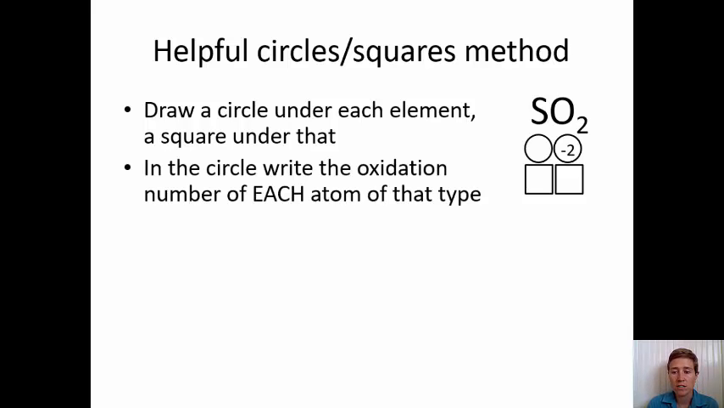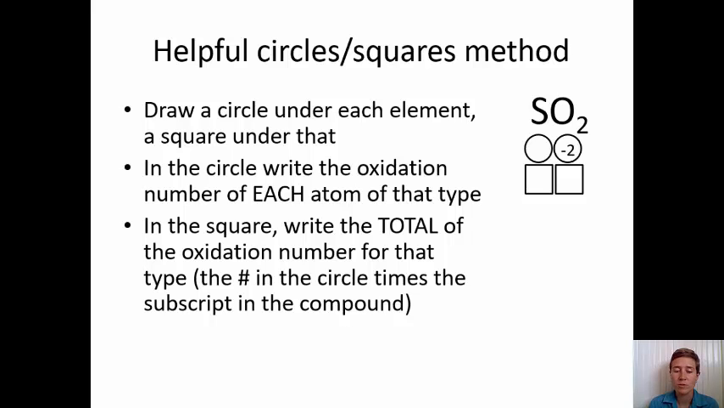And in the squares, so we got the -2 for oxygen, that's part of our rules. In the squares, we write the total oxidation number for all of that type of atom. So basically, it's the number in the circle times the subscript. So in the square under O, we should write -4. This is not the oxidation state of oxygen.